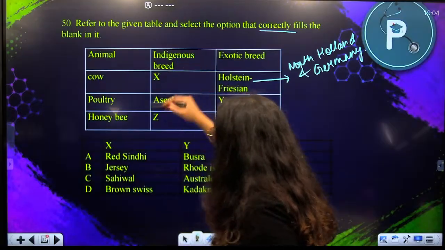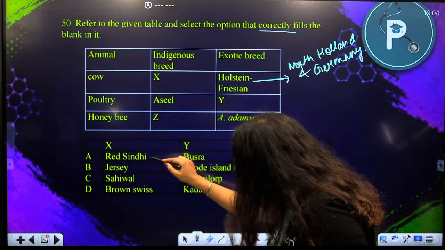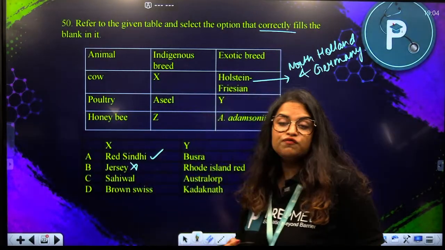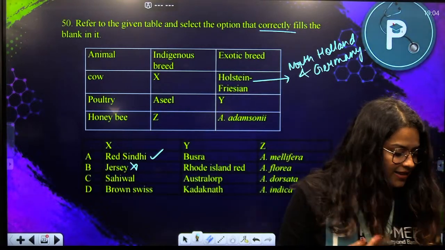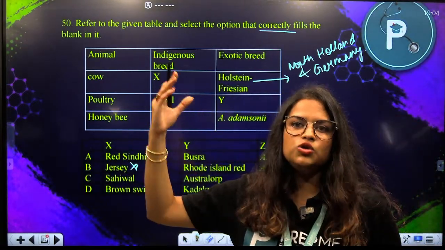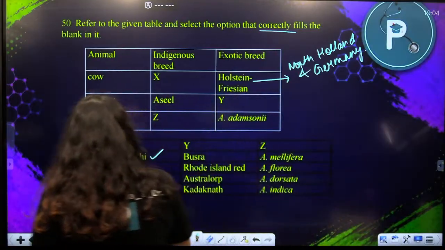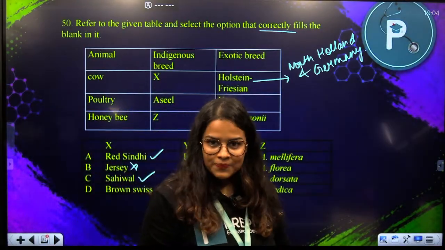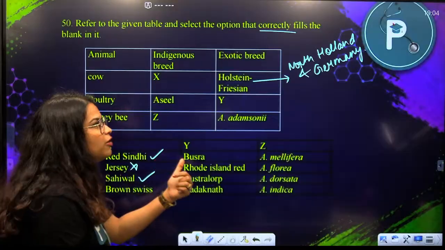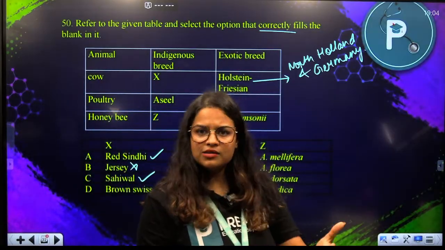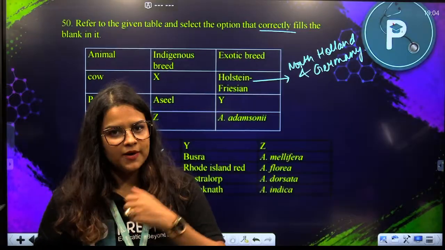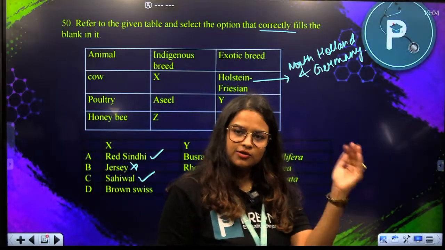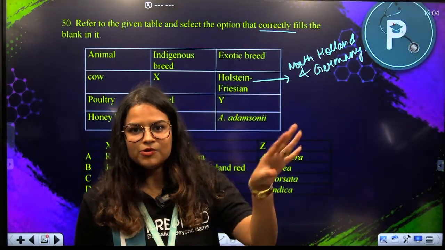So the indigenous breed among them, X, is going to be Red Sindhi. Yes, Red Sindhi is an indigenous breed, right? Jersey, no. Jersey is not an indigenous breed. It is found in the British Channel Island, that means of course in the United Kingdom, so it can't be an answer. X, here Sahiwal. Yes, Sahiwal is also an indigenous breed. Red Sindhi is found in Hyderabad, Balochistan, Pakistan, but indigenous because it is also found in Hyderabad. Again, indigenous is native. So in Pakistan, Balochistan, it can also be seen in Punjab as well, because it is nearby.